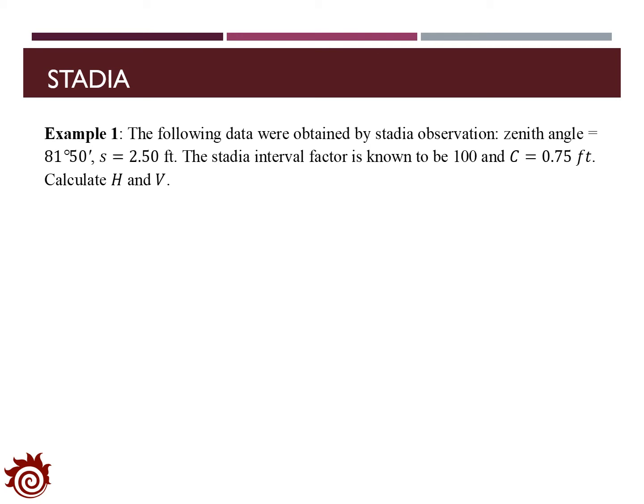In this example, we assume that a set of data was obtained from the experiment. We know the zenith angle is 81 degrees 50 minutes, the interval is 2.5 feet, and the stadium interval factor is known to be 100 and capital C is 0.75. It wants us to find out the horizontal and vertical distances. So first of all, we'll try to summarize all the conditions. So we have the stadium interval as 2.5 feet, and the zenith angle is 81 degrees 15 minutes. Also, we know capital K is 100 and capital C is 0.75. And we want to find out the horizontal and vertical distances.